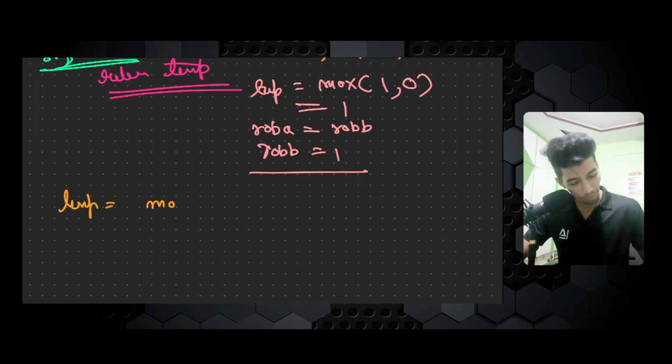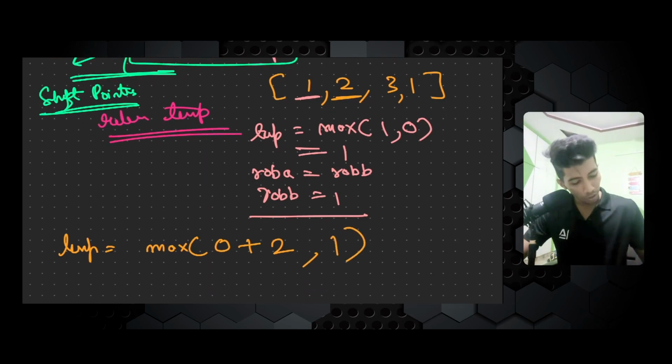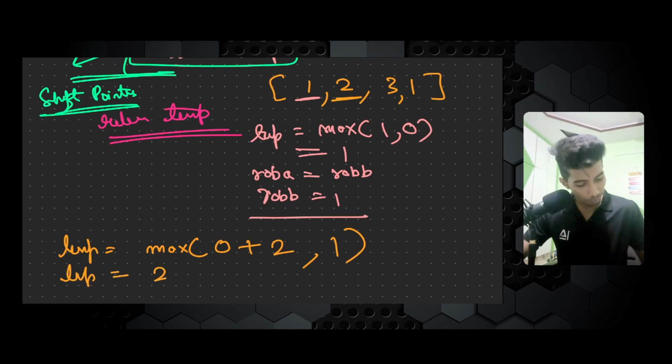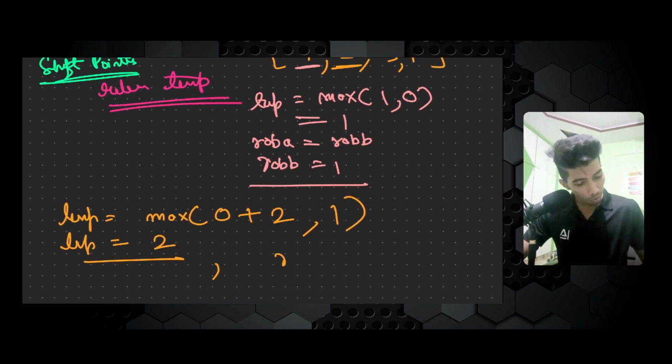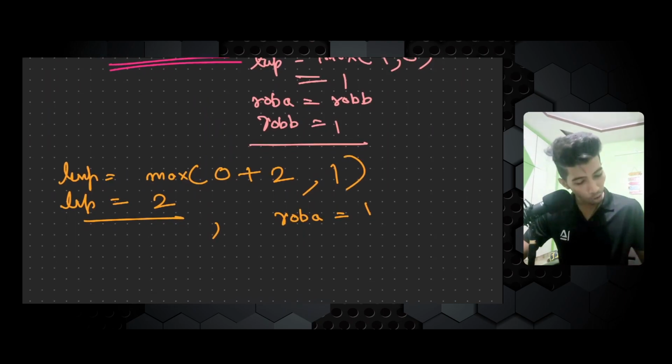In the temp again, we will go and find the maximum. Now my n is this, so this will become rob a. Rob a is again 0, so 0 plus 2, comma, this will become the rob b, so it's 1. So in the temp it will return 2. So now my rob a will become the rob b. So rob b is nothing but my 1. So rob a will become my 1, and then my rob b will become the 2.